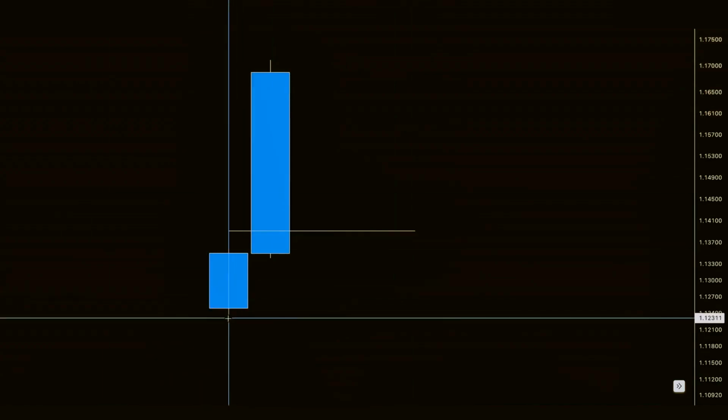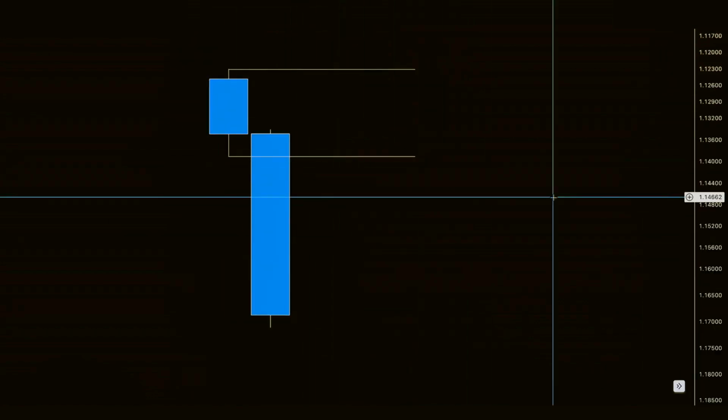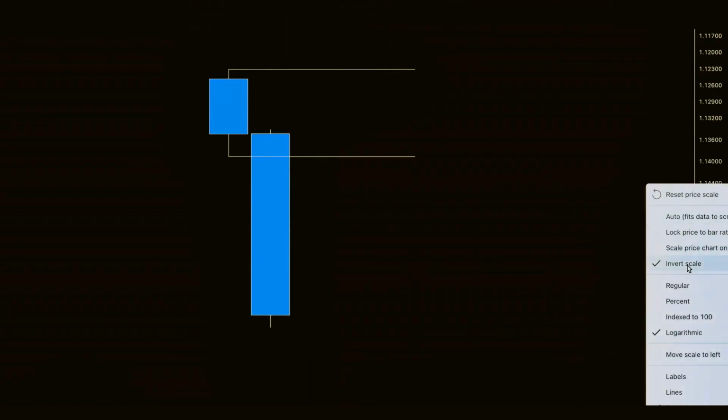Now, regarding how to identify supply and demand zones, we will use individual candles. For me, the demand zone will be the last candle before the market has a strong bullish impulse, and the supply zone will be the last candle before the market has a strong bearish impulse.